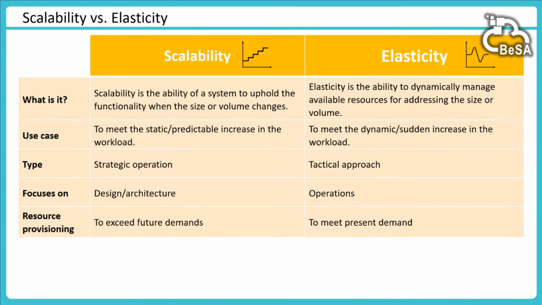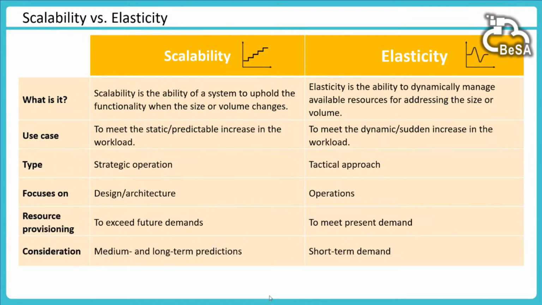Why scalability is used? This is important. So scalability is used to exceed future demand. I know more people would be there, they would be needing more resources, so AWS is expanding it. And elasticity is to meet present demand. What is currently happening? Can I handle 10,000 requests, 1 million requests? That is your elasticity. And then medium and long term prediction are used for scalability.